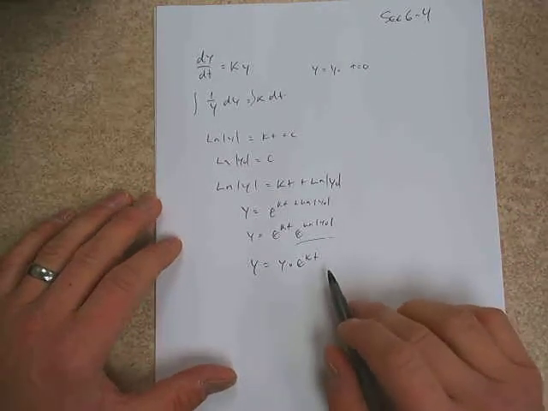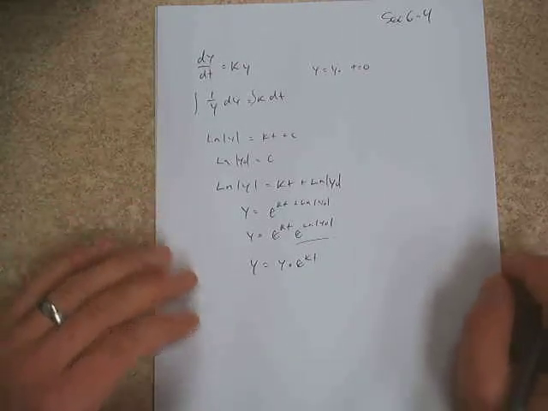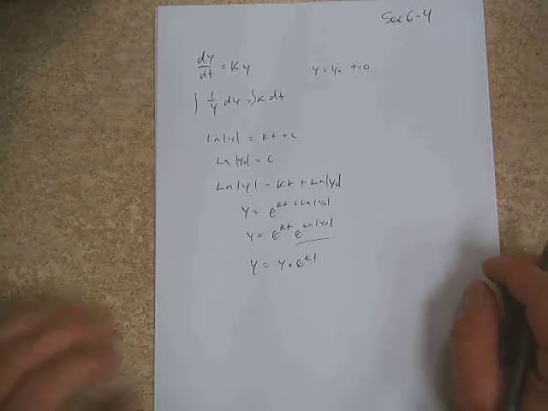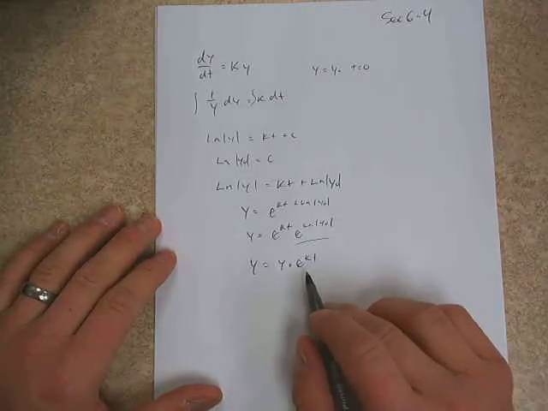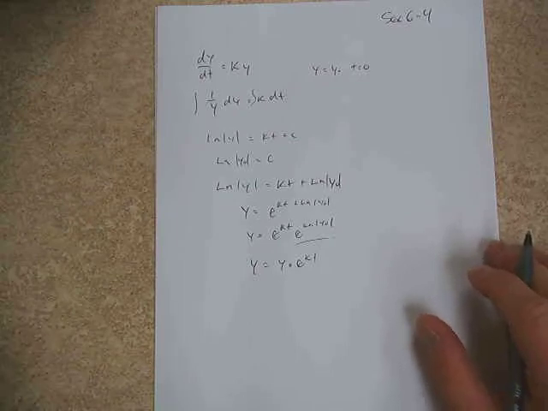So this is our exponential change model, if you will, or the law of exponential change, as your book calls it in this particular case. And the k here is what we call the rate constant.